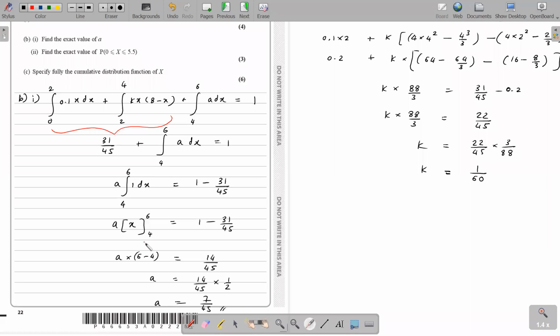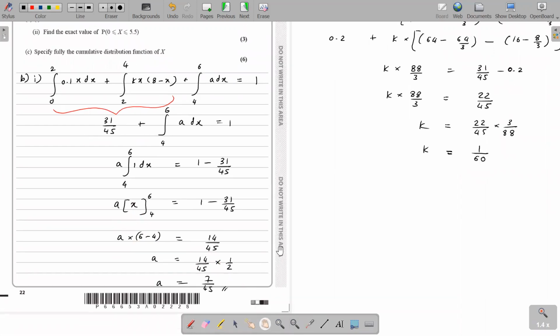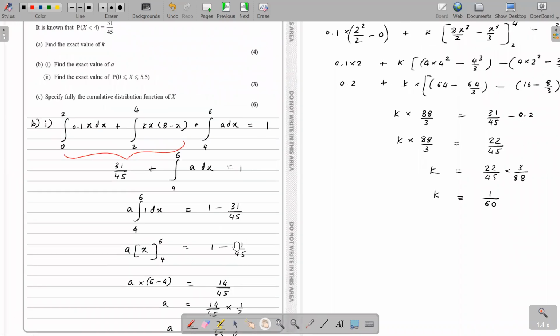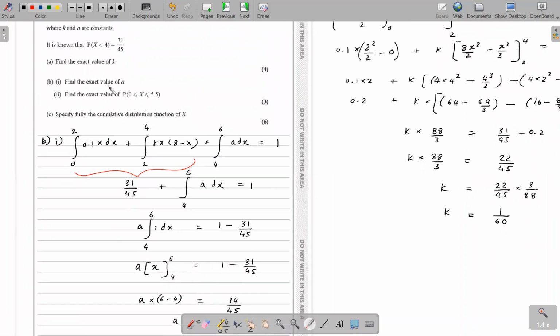All right, so the rest of the thing is easy. So you can see this is 6 minus 4. Here I get 14 over 45. So just simplifying 14 over 45, 6 minus 4 is 2, which goes to the other side as a half. So you end up getting a as 7 over 45, right? That's pretty straightforward.